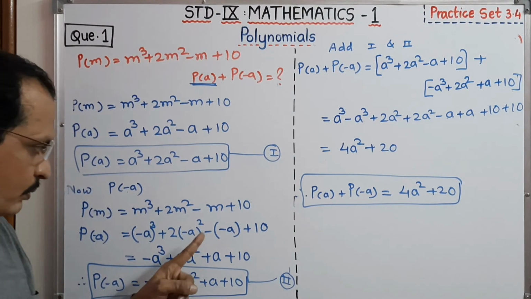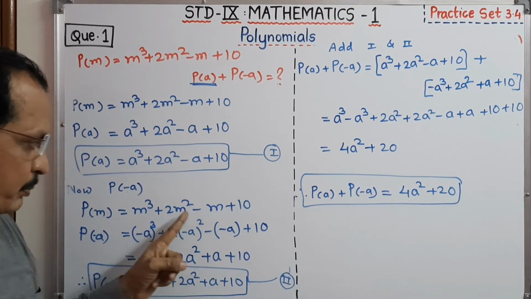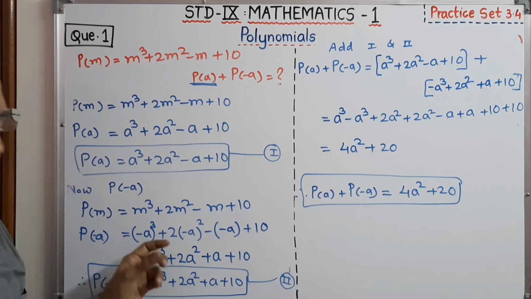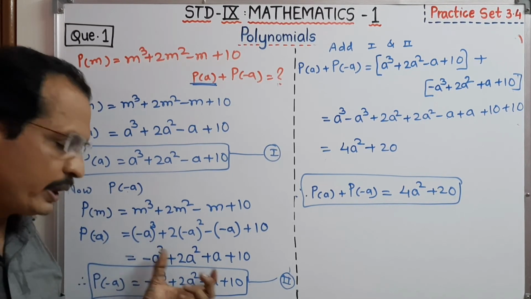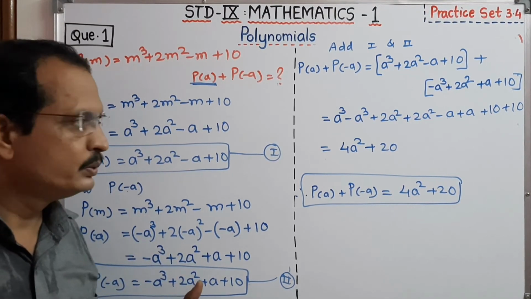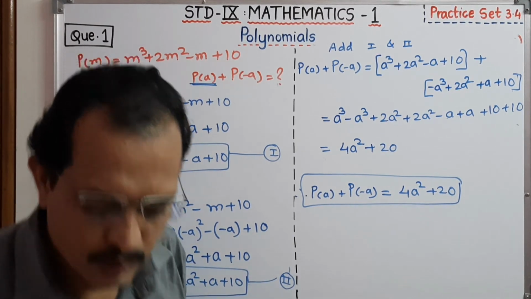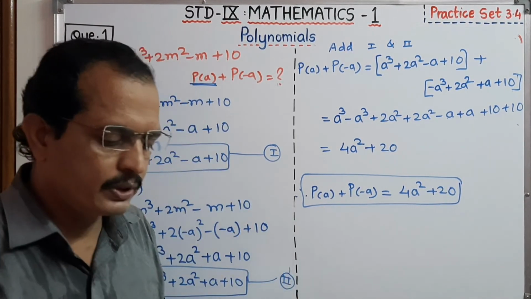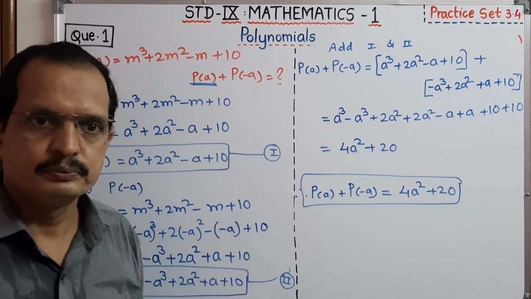Be careful while writing this. Remember, you have to put the brackets. It will be easy to find the answer. Now we have to start with the next sum which is given, the fourth one.